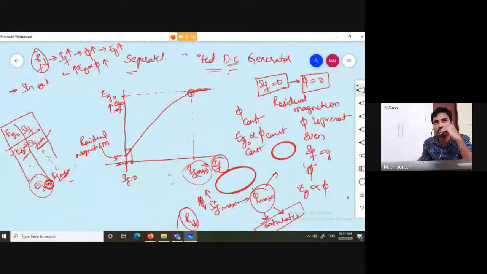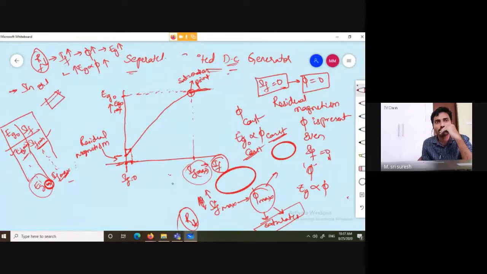So this is the saturation point. Beyond this, if we increase the current, the flux will be constant. If the flux is constant, EG0 is maintained as constant. So this is the EG0 line. As EG0 depends on the flux, it is maintained as constant.